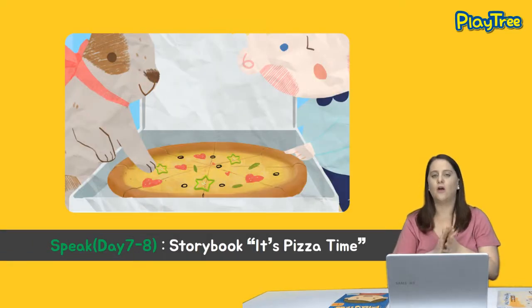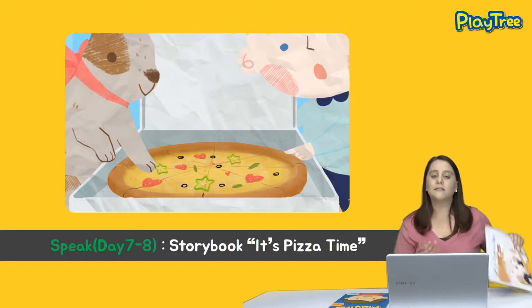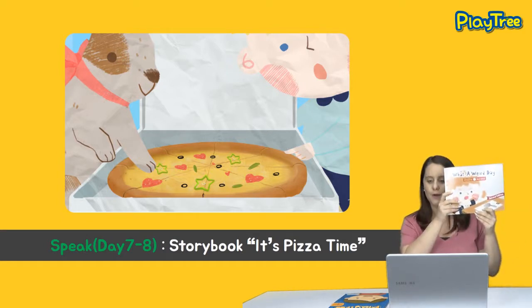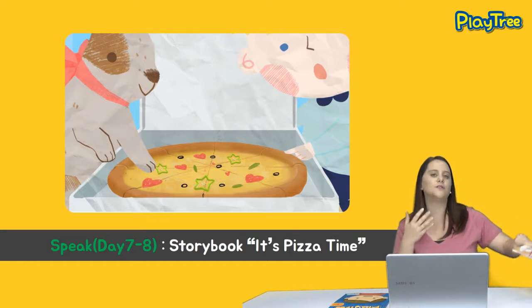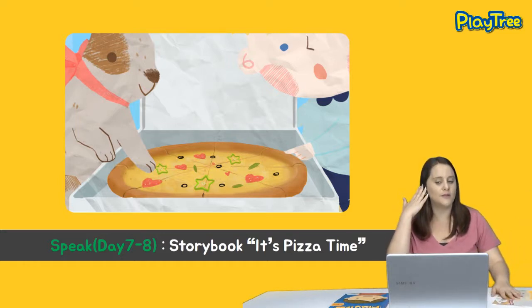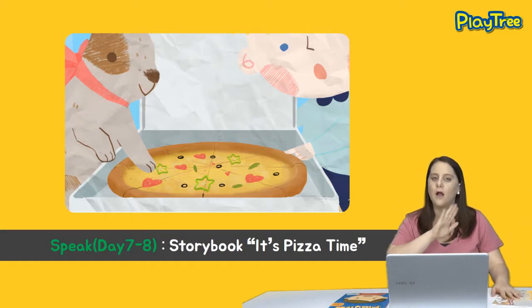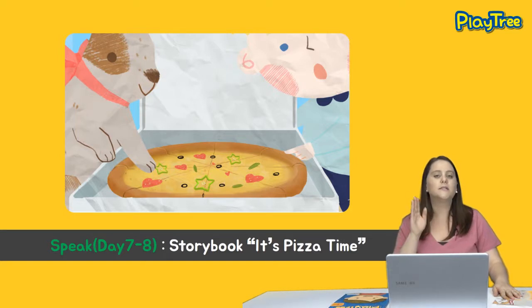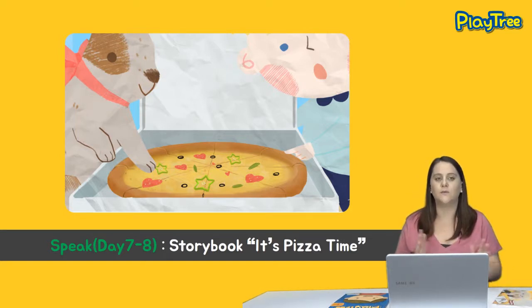Day 7 and 8 are speaking-based lessons. We're going to listen and comprehend the storybook. And the goal is for the students to develop their listening comprehension skills, and remember, not their reading skills. Let's listen to the storybook and see what's inside.